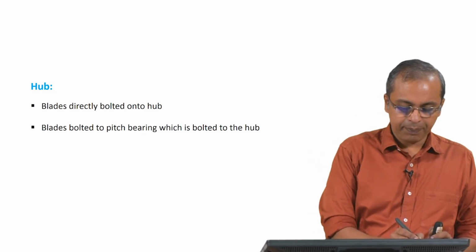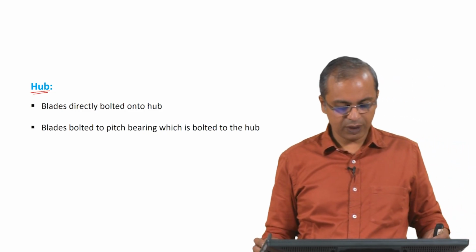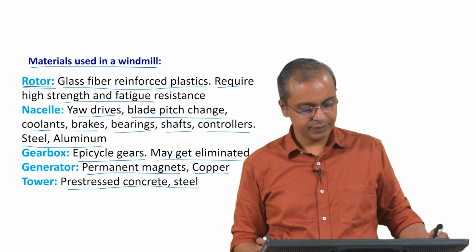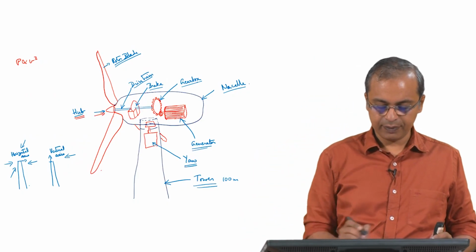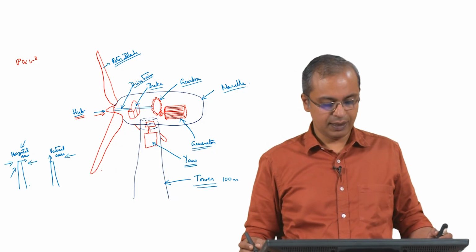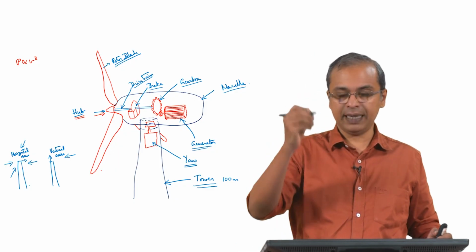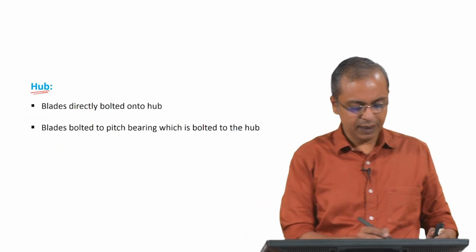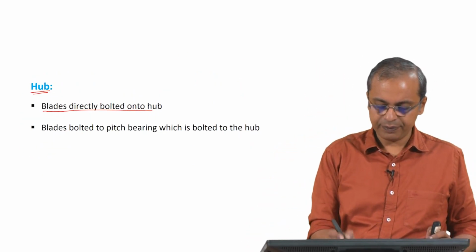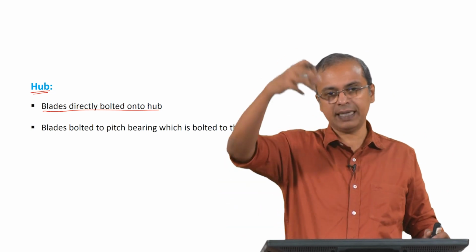Then we will look at the hub. The hub, if you go back to our diagram here, this is the hub, this part here is the hub. Okay. So, this is the central part of the wind blade arrangement. So, it does a specific activity, primarily the blades are bolted to the hub. Okay. So, the blades are attached to that hub.